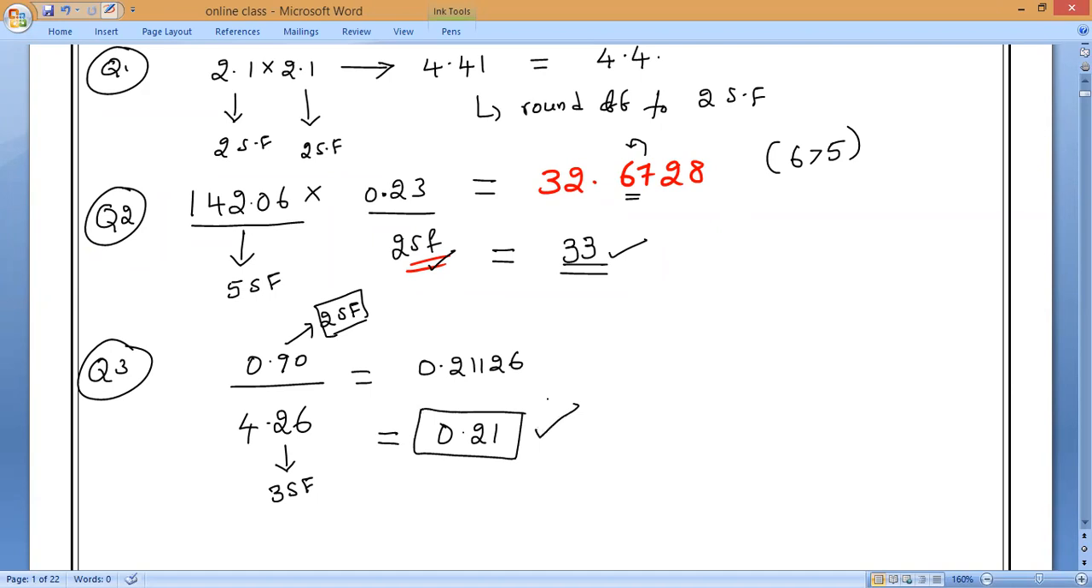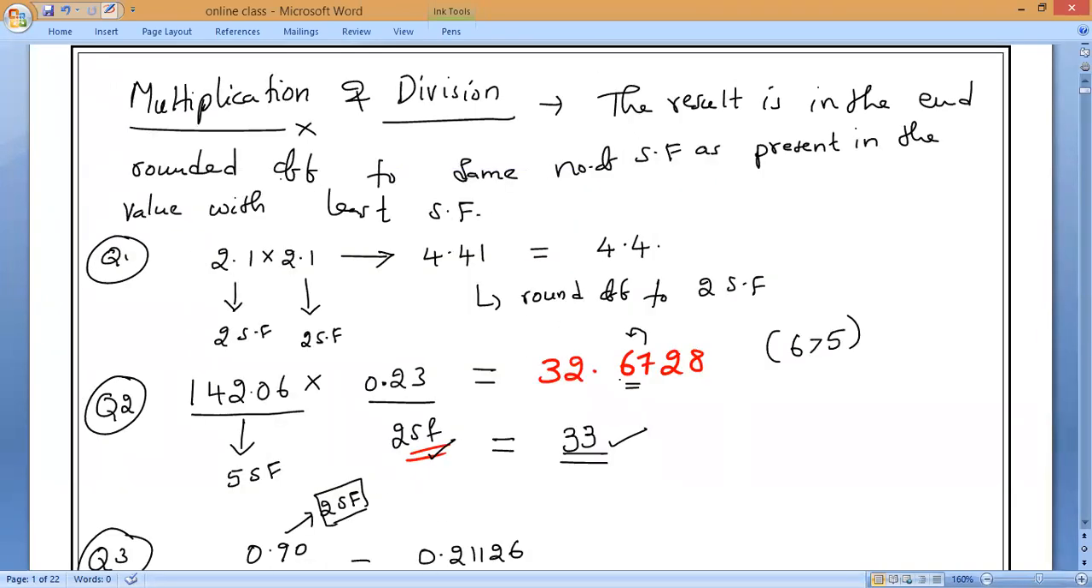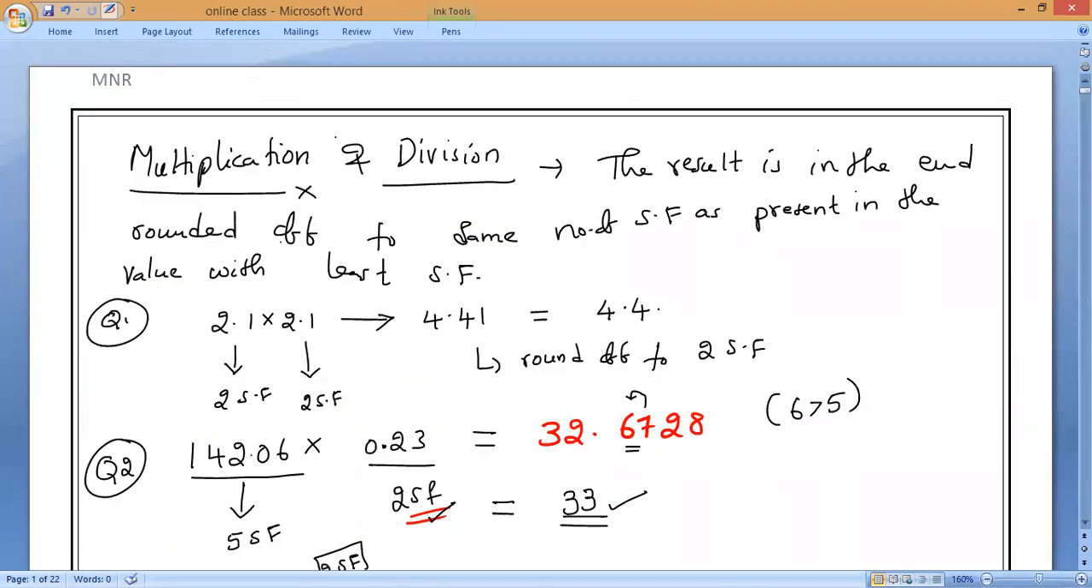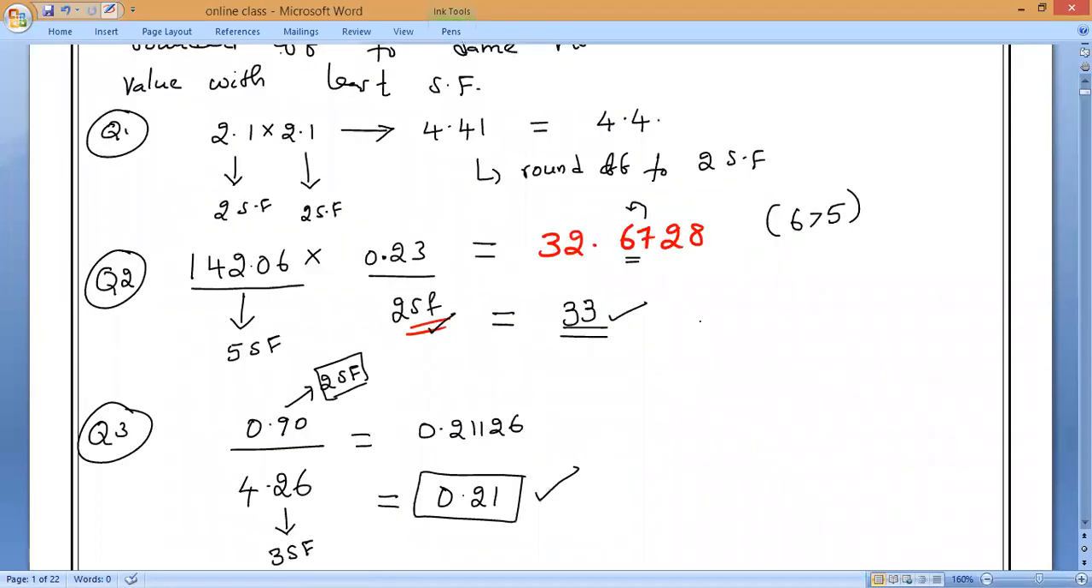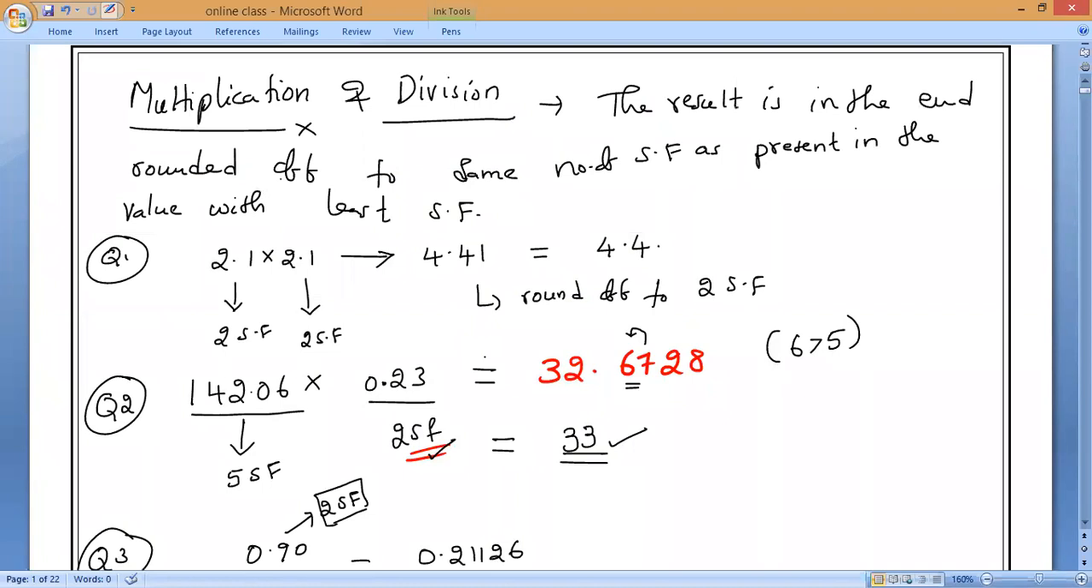So that is the multiplication and division rule, as well as the addition and subtraction rule: how to round off and what rules we have to follow. You have to remember them, as these will be helpful for us when solving numericals. This is all about the rounding off concepts. Till now, does anyone have any doubt in the last class about this concept? Please let me know.